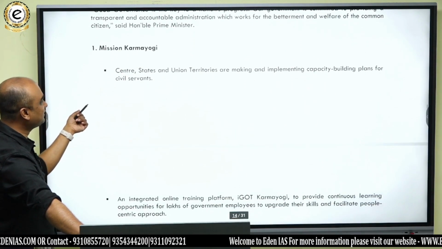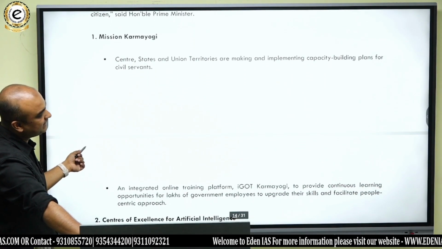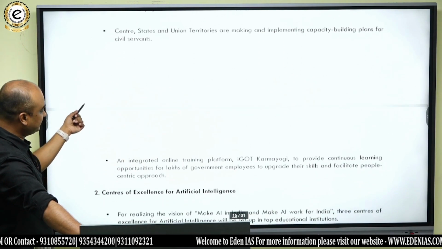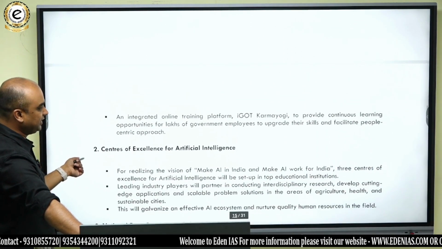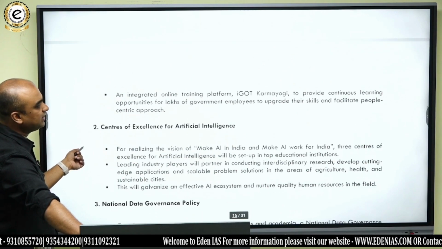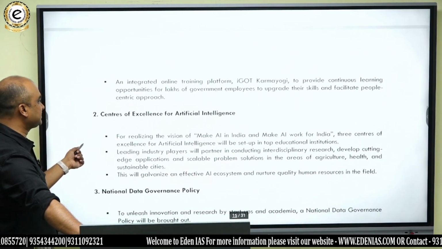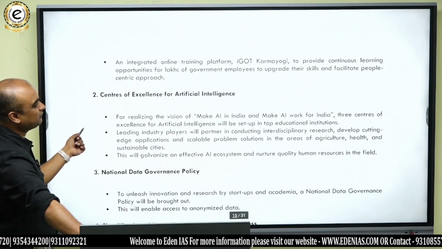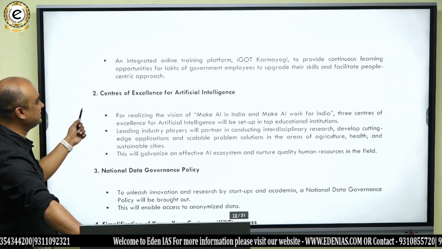ये तो पता ही होना चाहिए आपको. Center, state and union territories are making and implementing capacity building plans for civil servants. An integrated online training program, IGOT Karma Yogi, to provide continuous learning opportunities for lakhs of government employees to upgrade their skills and facilitate people-centric approach.